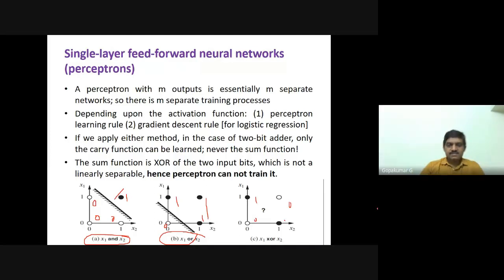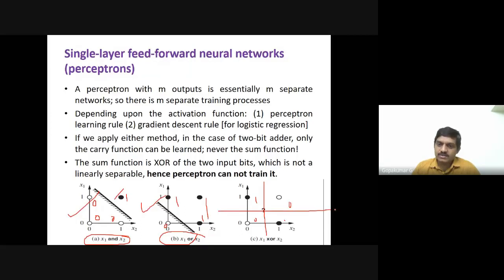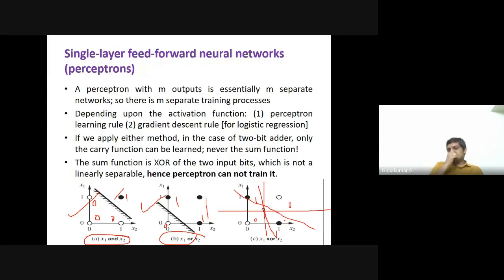So the point here is that AND and OR can easily be separated using a straight line, which you can easily obtain from the previous diagram. But for XOR you cannot draw a straight line, because whichever way you draw it, you cannot have filled circles on one side and empty circles on the other. Similarly, you cannot draw it like this. It is impossible to draw a straight line.